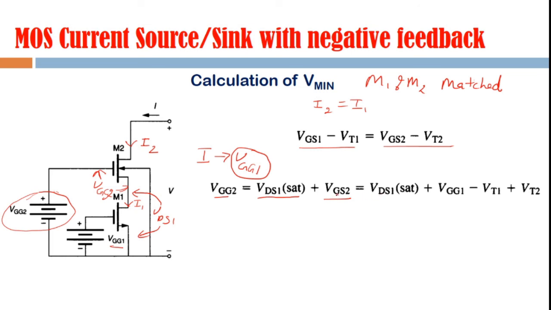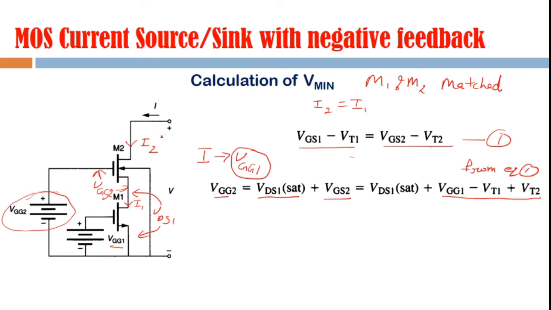Now you can put the value of VGS2 here. VGS2 you can find out from this equation first. So VGS2 is VGS1 minus VT1. This VT2 will go to that side, and that will be plus VT2. So VGG1 minus VT1 plus VT2, that you can get from equation 1. That way we have inserted the value of VGS2 here from equation 1. So that way you can find out what should be the gate voltage VGG2 for a desired value of current in the circuit.